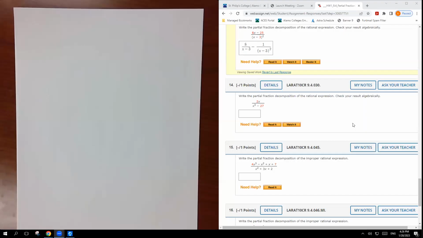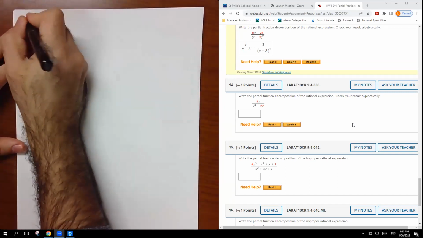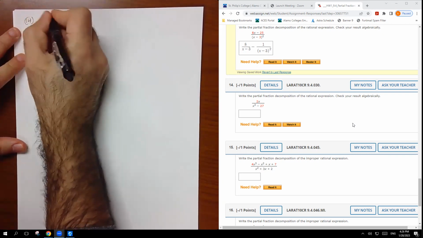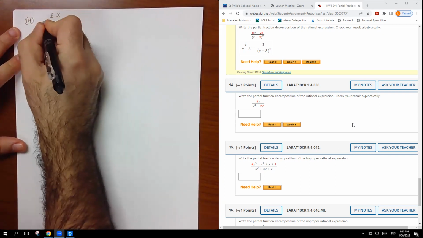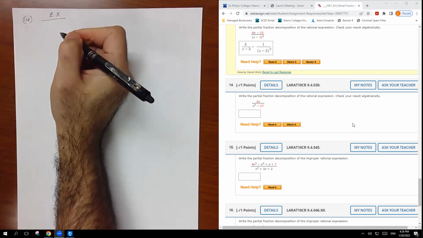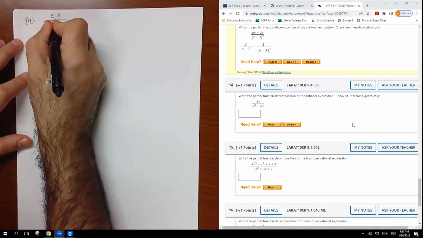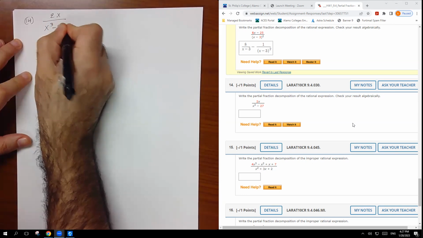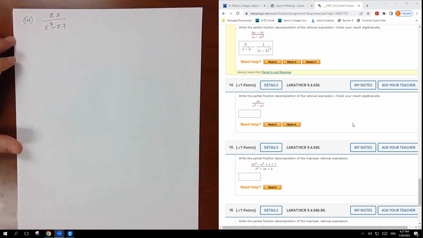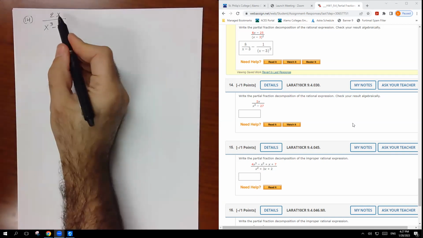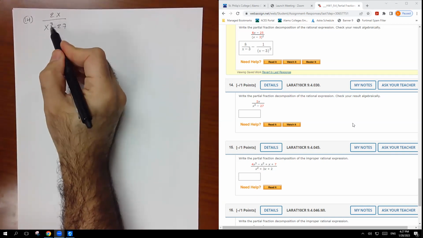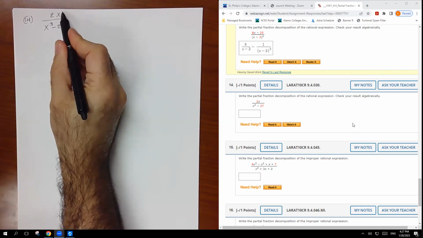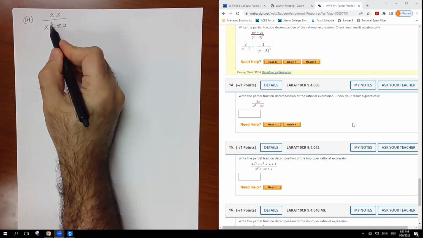Let's check 14. How are we going to solve 14? We have the rational expression 2x over x cubed minus 27. So it's a proper fraction. Why? Because if you check, the exponent here is 1 and the exponent here is 3, 1 less than 3. That's why it's a proper fraction.